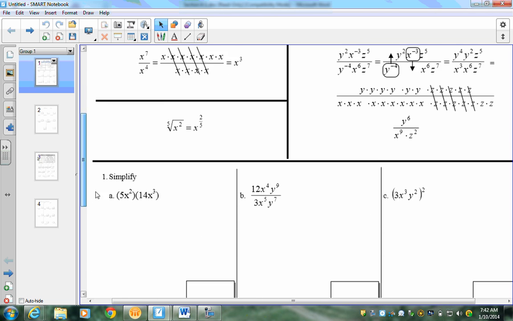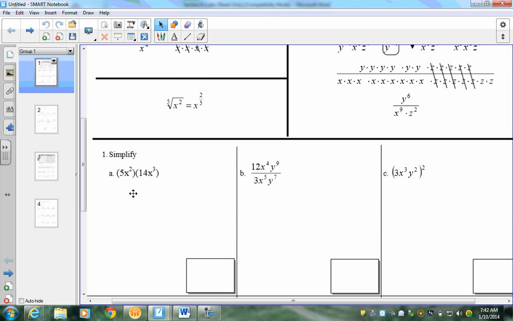So let's try a couple. This is on the worksheet that we dealt with earlier this week. Let's go ahead and get started.